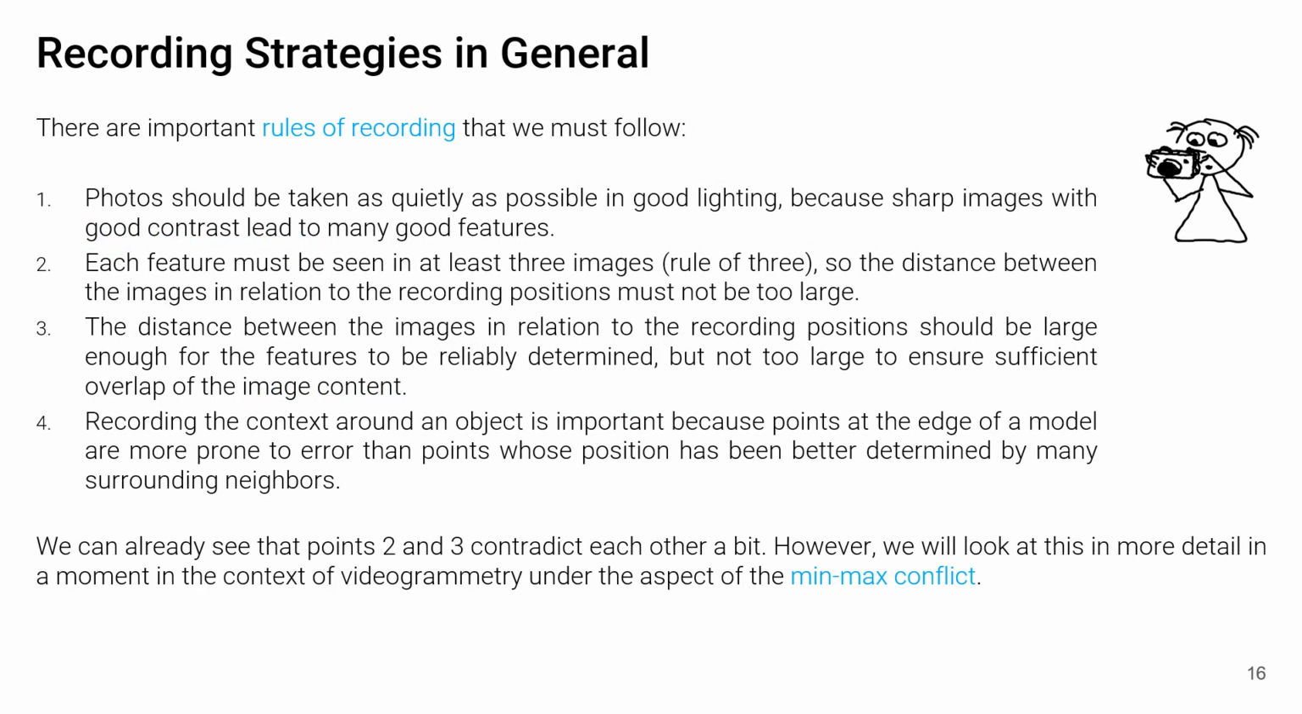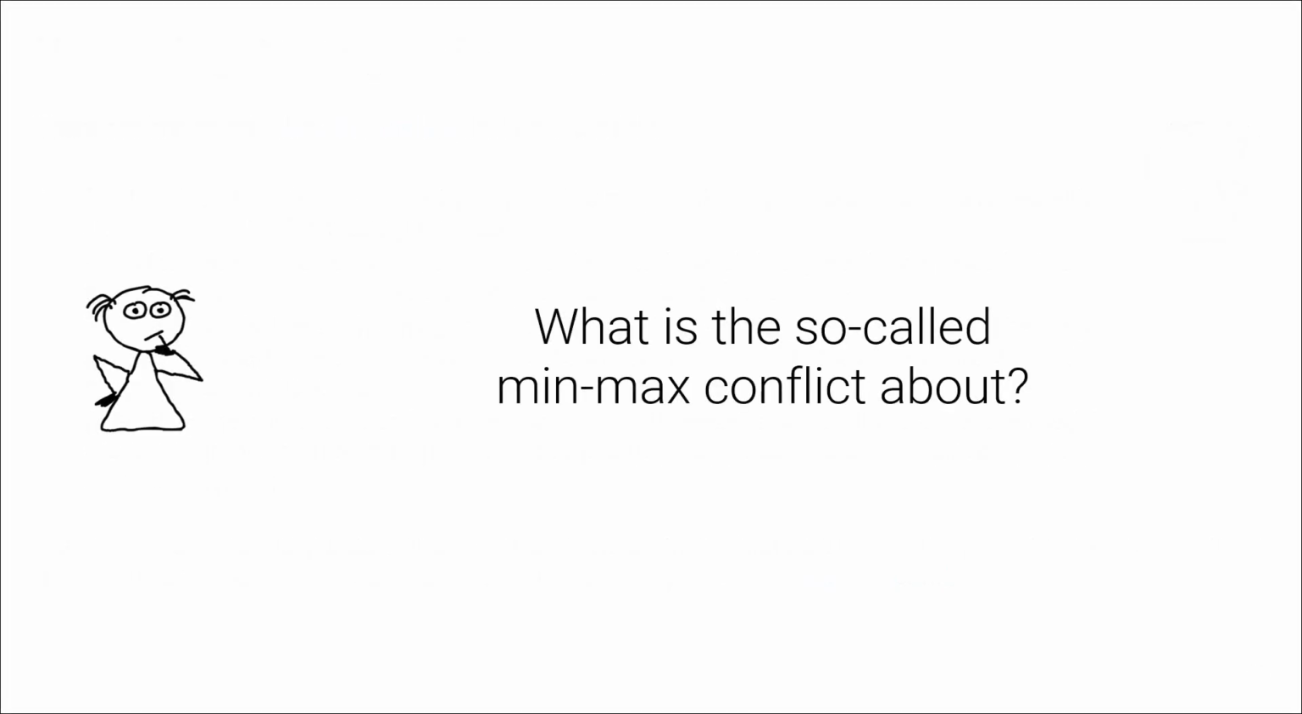Here we see, once again, the general 4 rules about recording strategies. We noticed that Rule 2 and 3 contradict each other somewhat. This problem is also called the min-max conflict in videogrammetry. So what's the story behind this min-max conflict?